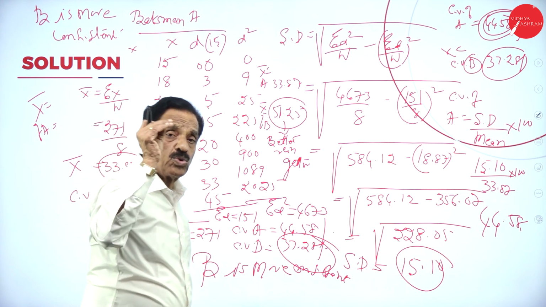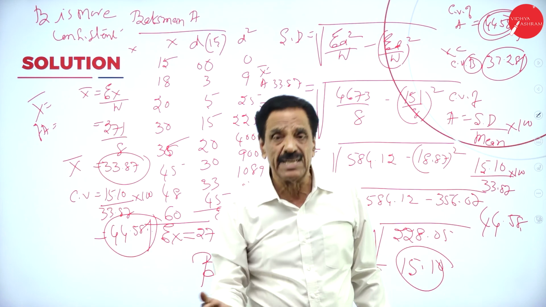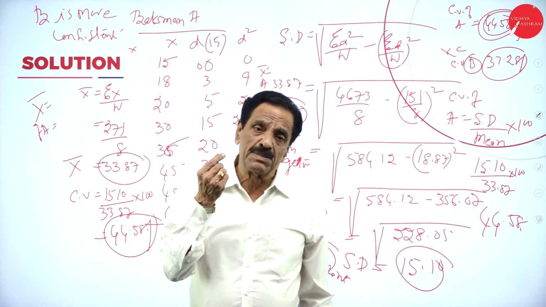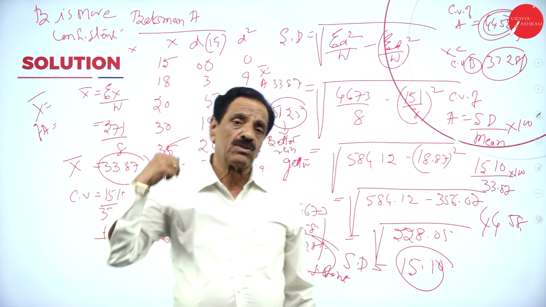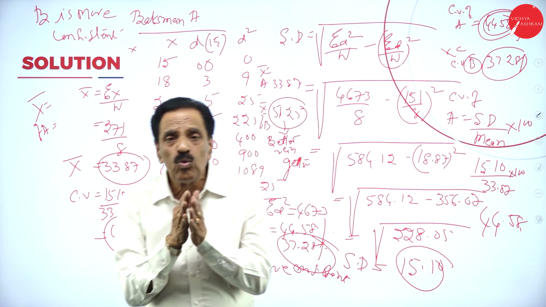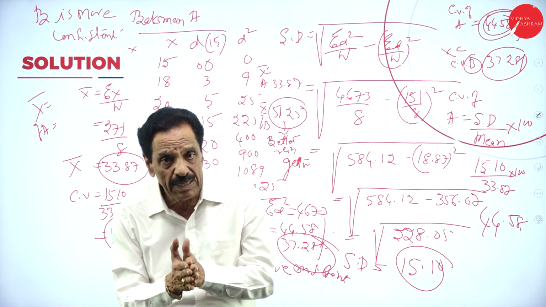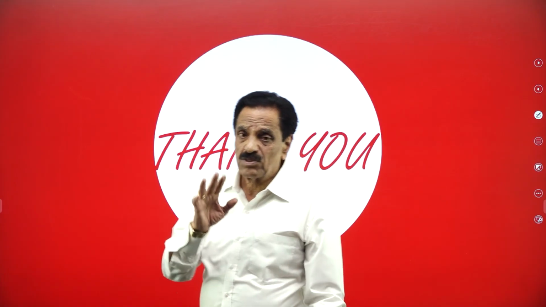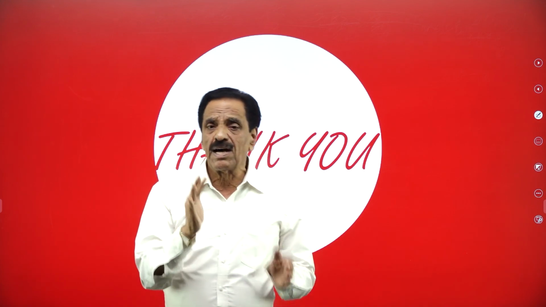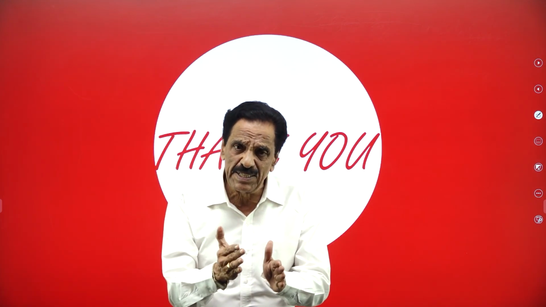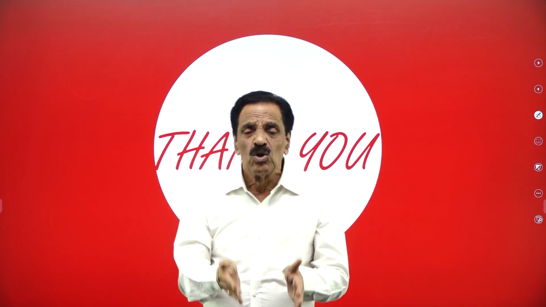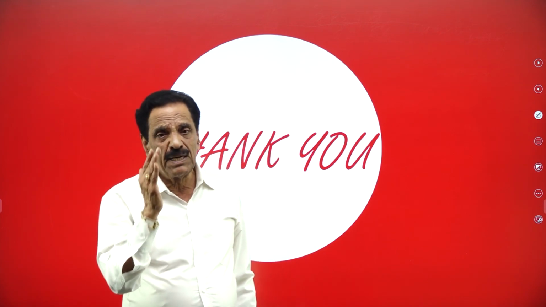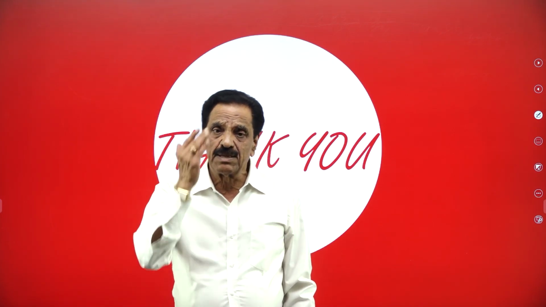Regarding the CV, whose CV is less, he is more consistent. So, what you have to calculate? You have to calculate the mean of the first batsman, the standard deviation, then apply. CV is standard deviation divided by mean into 100. Whose average is more, he is a better run getter. Whose CV is less, he is more consistent. So I have solved two problems. Always they ask the problem on the batsman: whose average is more, he is a better run getter; whose CV is less, he is more consistent.